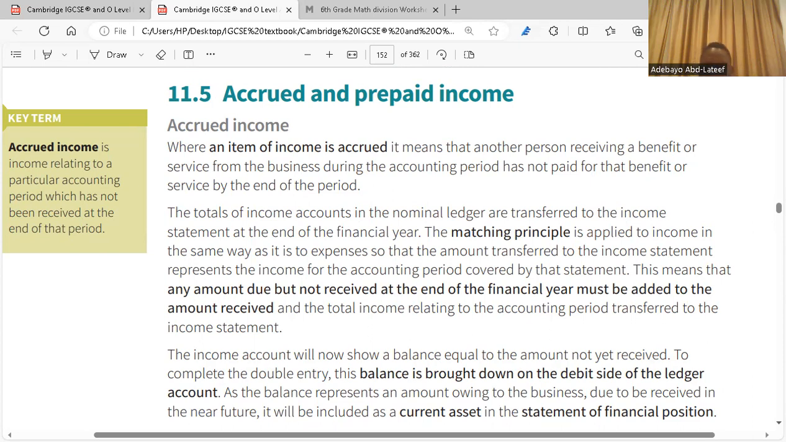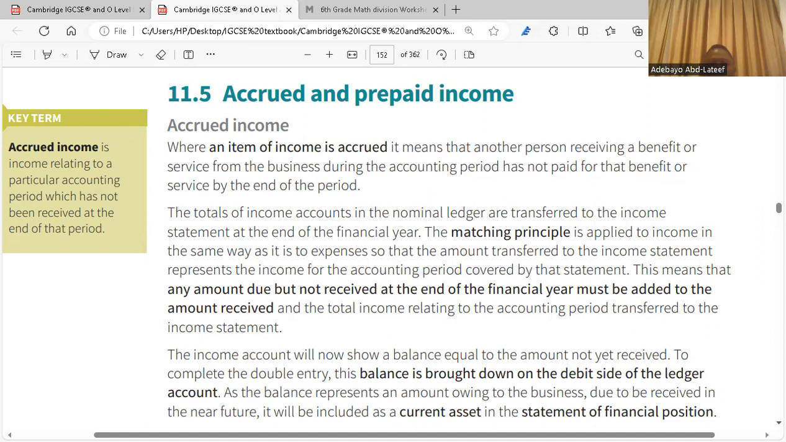but you have not been paid for them. Do you get what it means? Your customer has received benefit from you, but he or she hasn't paid for it. But normally, it's still going to pay. So this comes to your current assets. Did you get it? Yes. Accrued income is a current asset because it is income receivable. Is it clear? Yes. All right.